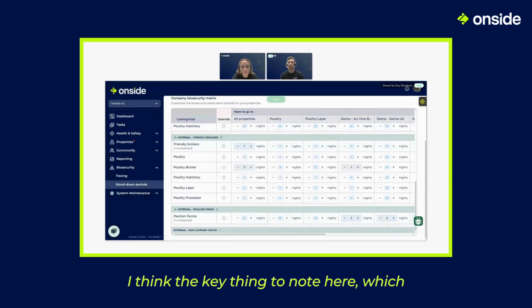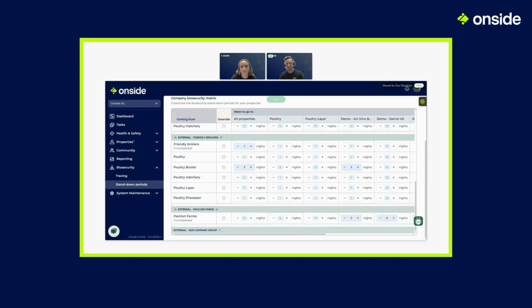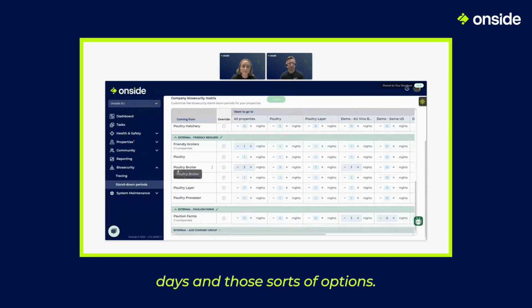I think the key thing to note here, which may be obvious, is that this will work really nicely between all your own properties, because all of them will be on Onside and you can make sure that people are using it when they check in. The other thing is that for anyone that uses Onside external to your company, it'll work really nicely between. We've still got the manual questions and the active alerts from the manual questions to capture all other use cases. We'd love to think that 100% of everyone is going to be using Onside everywhere, but that's probably never going to be the case. So it's good to have those manual questions to still say, have you observed 48-hour stand down between X type of farm and our farm? Or have you been overseas in the last 7 days? And those sorts of questions.